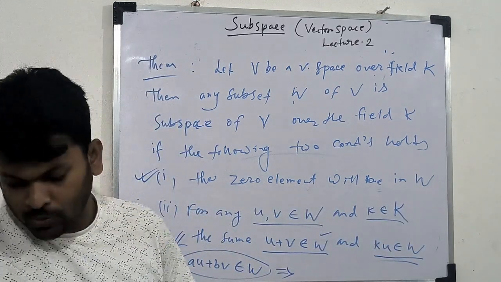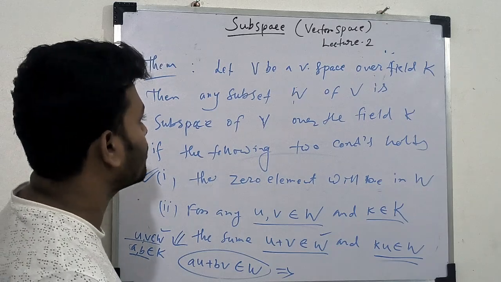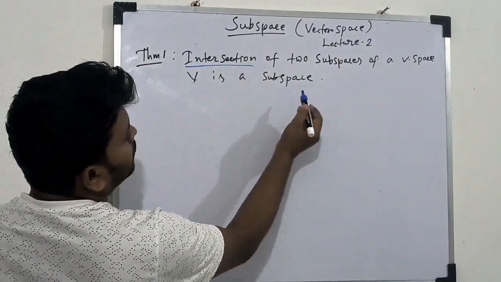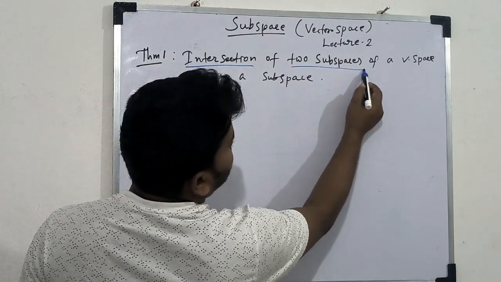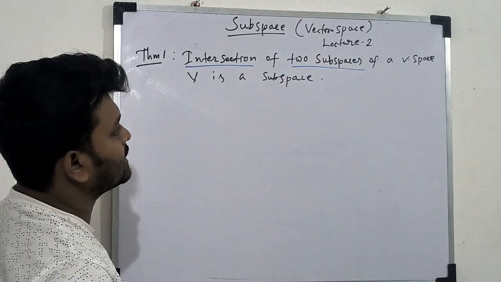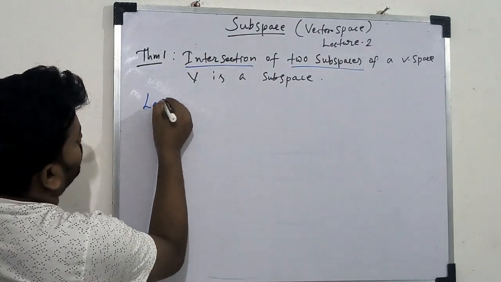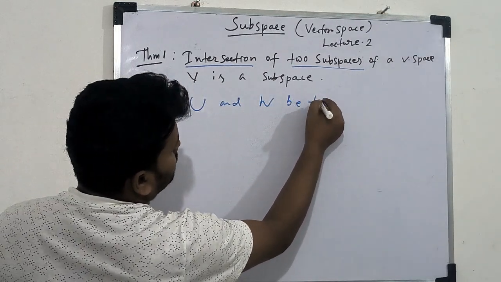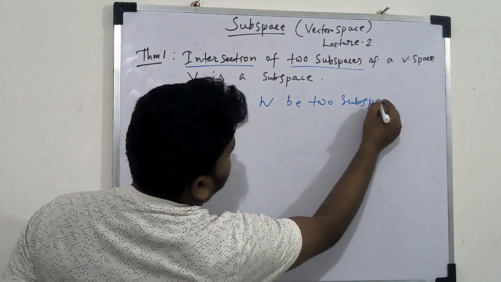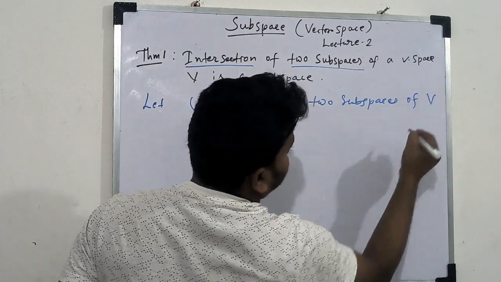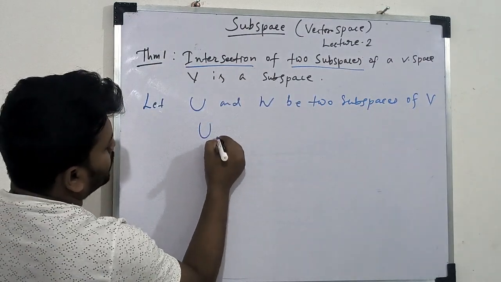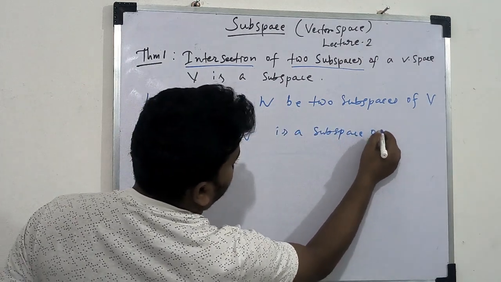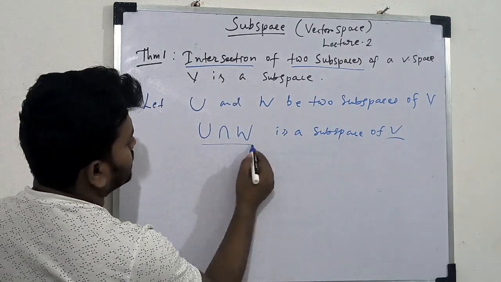So now we prove two theorems which are very important for your exam. The first theorem is: the intersection of two subspaces of a vector space V is a subspace. So first let us consider U and W be two subspaces of vector space V. So the theorem says that U intersection W is a subspace of V. So we have to prove this.